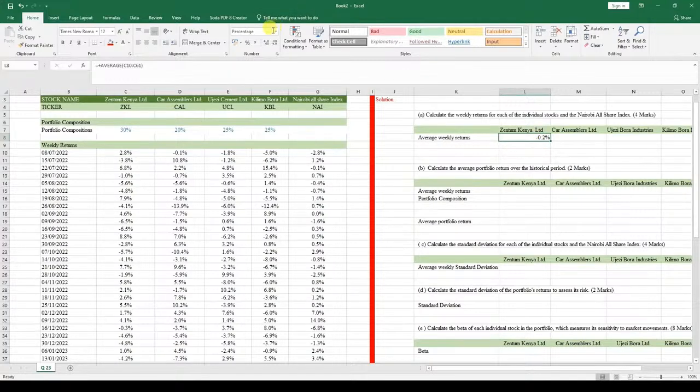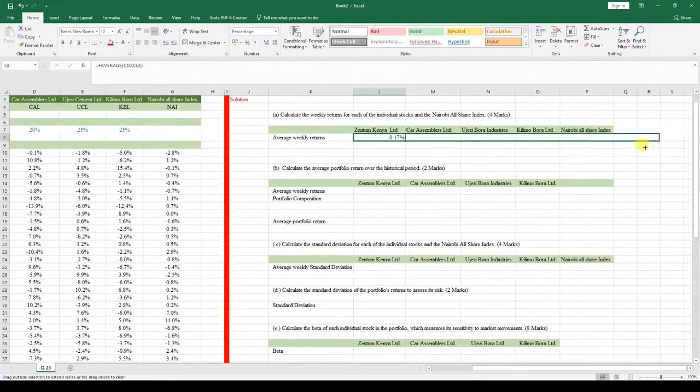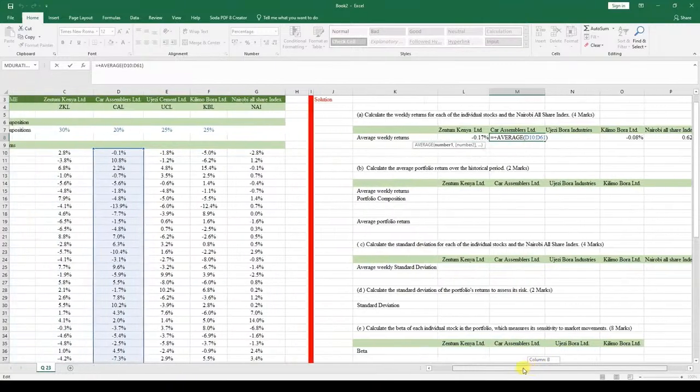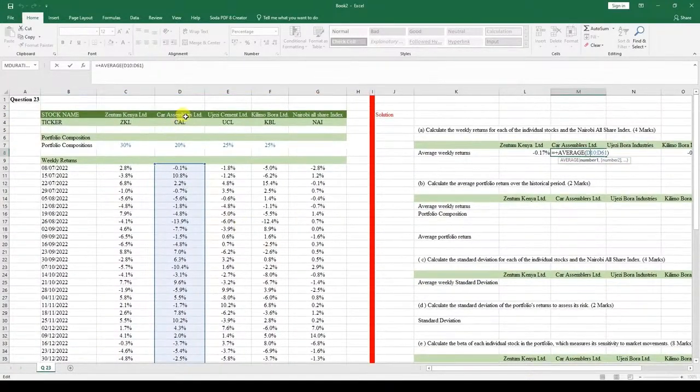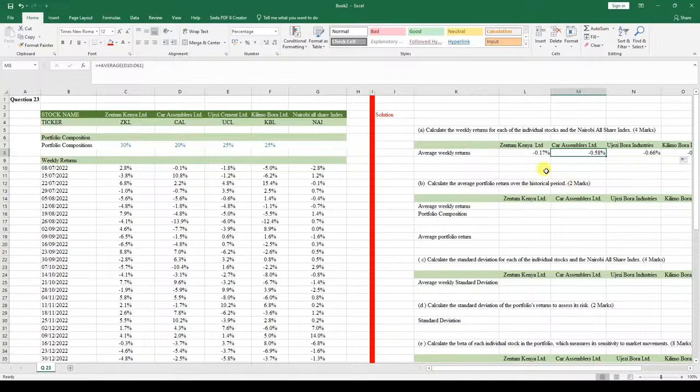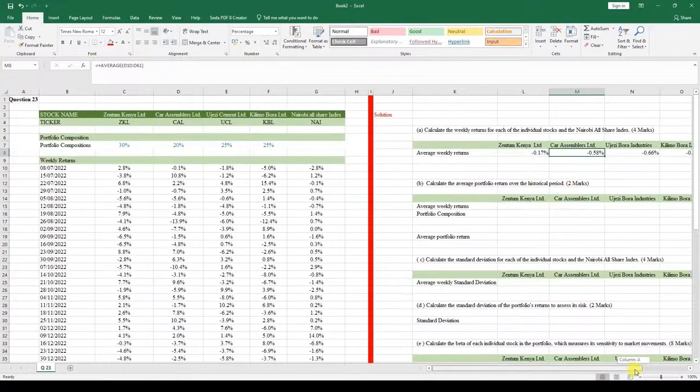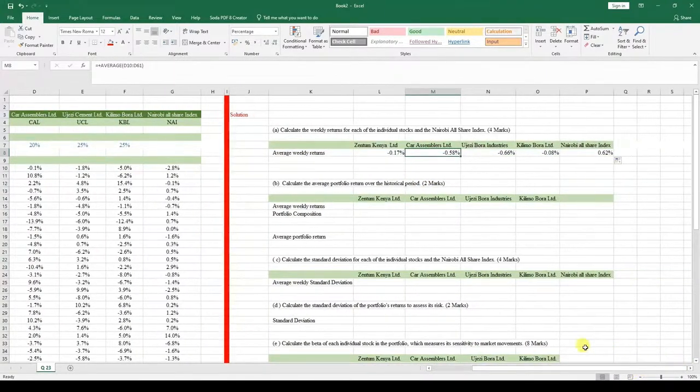Let's put it to maybe say 2 decimal places, up to there. And if we were to drag it moving towards the right, we wouldn't be wrong, because it picks the average for car assemblers. You can see car assemblers, it picks it right there. So that's the average weekly returns given to us right there. Escape. We move ahead and answer part B of the question.